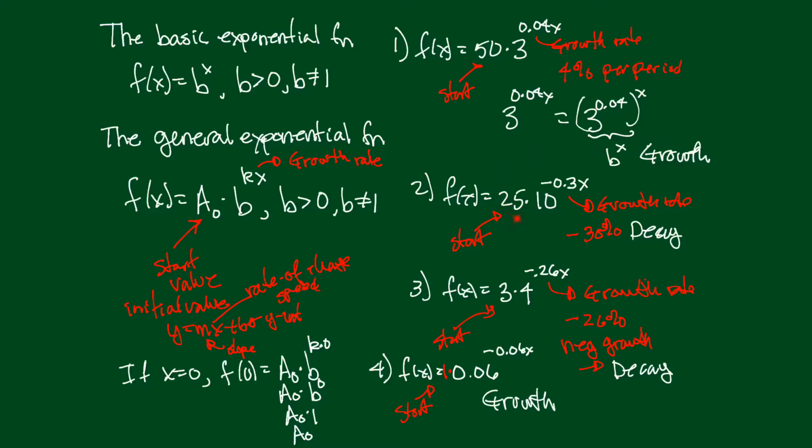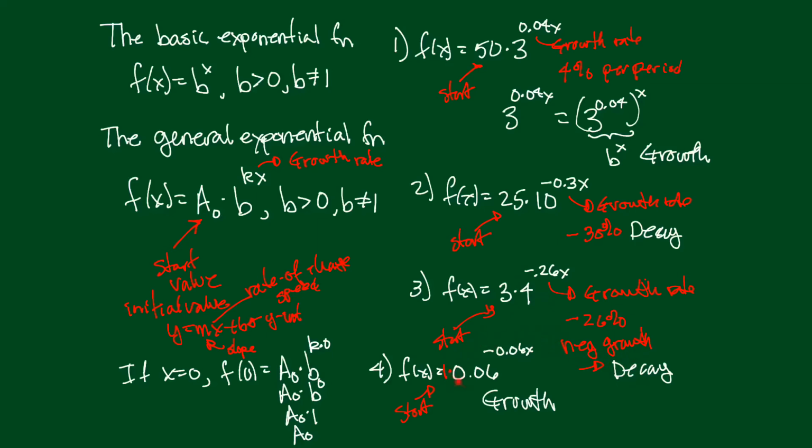Come to number 2. This base is bigger than 1, so I'm thinking growth, but then I've got negative growth. So the opposite of growth, right? Well, the opposite of growth is decay. Look at this one. Here's the base. It's bigger than 1. So I'm thinking growth. But then I see the growth rate is negative. So I'm thinking negative growth, or the opposite of growth, that's decay.